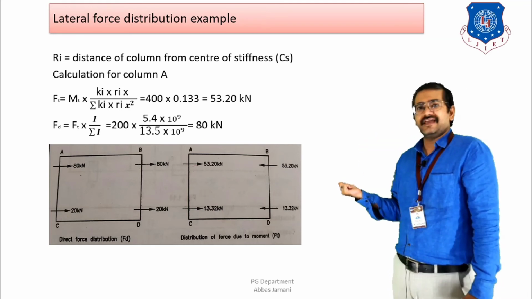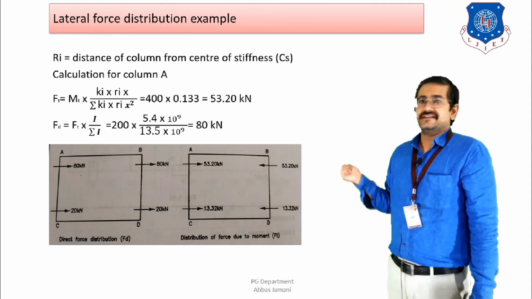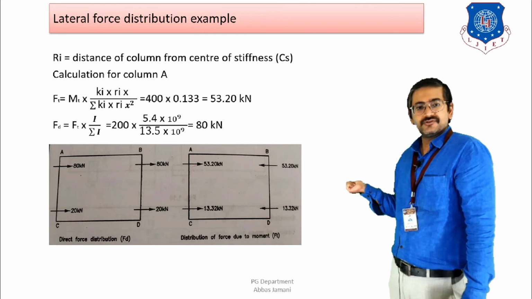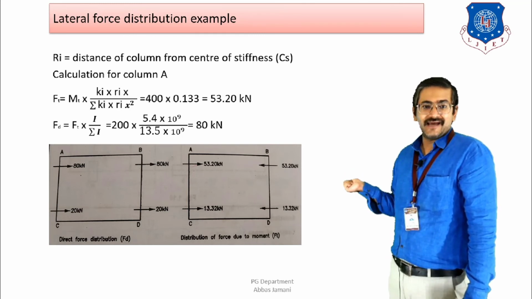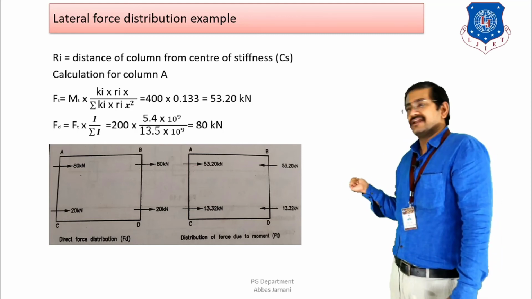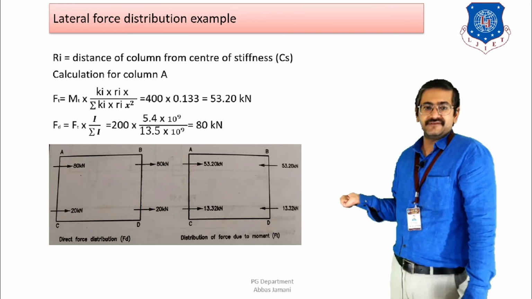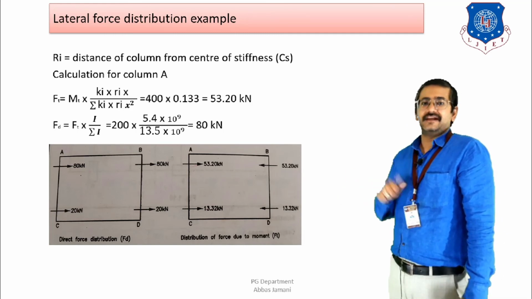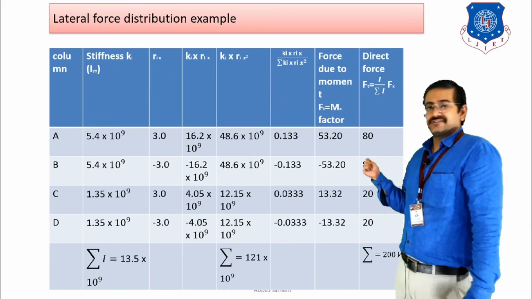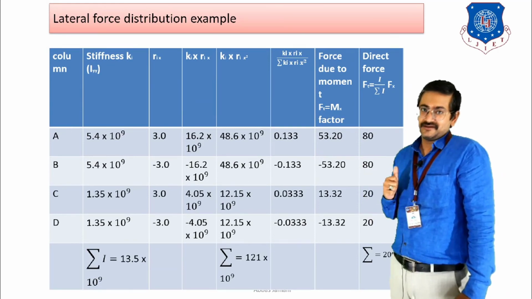And similarly, if I calculate the value of direct force, that is Fd, as shown over here in the figure, then the formula for Fd is given by Fd is equal to F into the value of I divided by sigma I. So value of F is the lateral load, that is 200 kilonewton. Individual value of I is there, sigma I is also there. Put the values, you will get the value of Fd, and that value is coming as 80 kilonewton. Right? So similarly, when you go back to this table, you can calculate the values for all these forces that are mentioned over here.